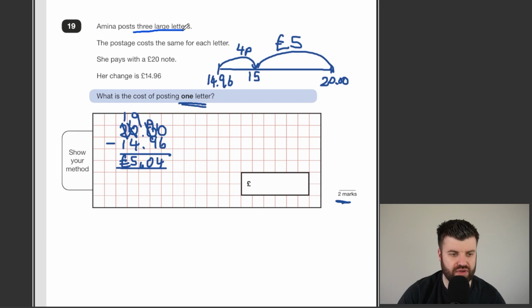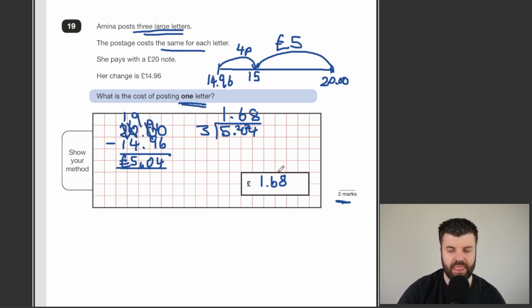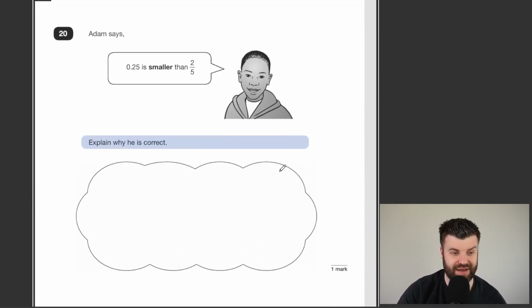Well, she posted 3, and they cost the same. So we're going to take our 5.04 and divide that by 3. How many 3s in 5? 1, with 2 left over. How many 3s in 20? 6 3s in 20, which is 18, with 2 left over. How many 3s in 24? That's 8. And we get £1.68 per letter. If you had time at the end of the test, what you could do there is 168 times 3. See if you can add on 14.96 and it should come to exactly £20.